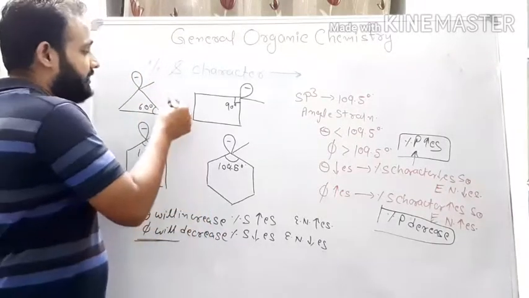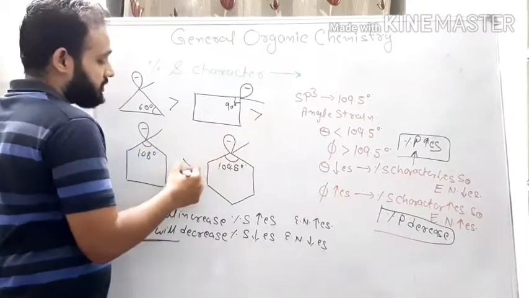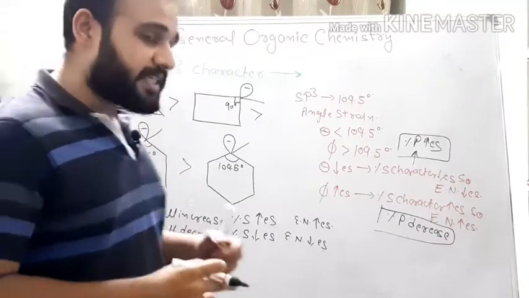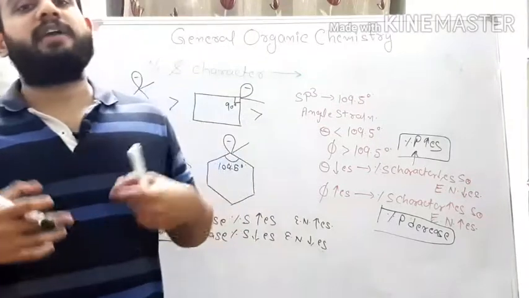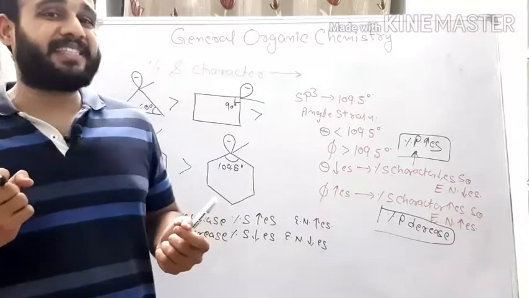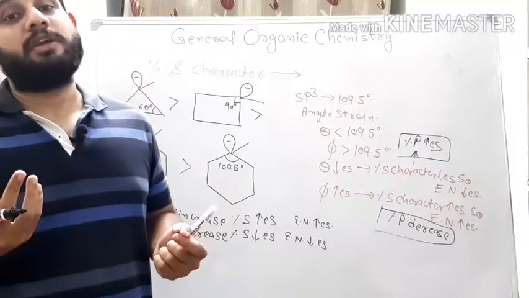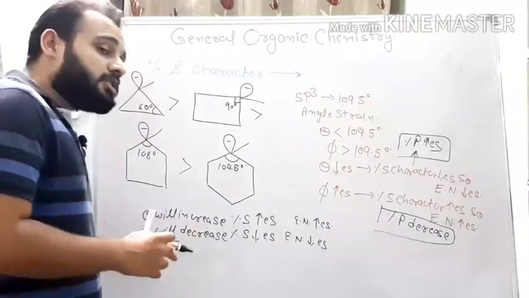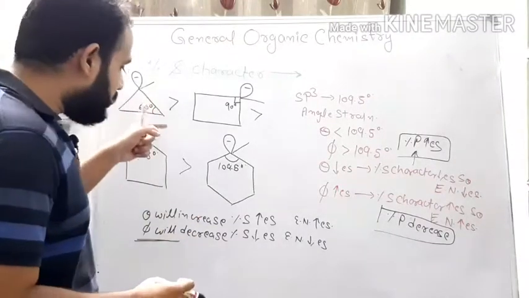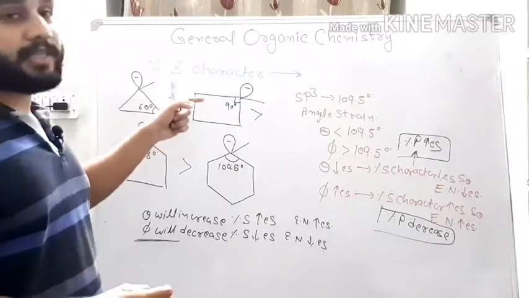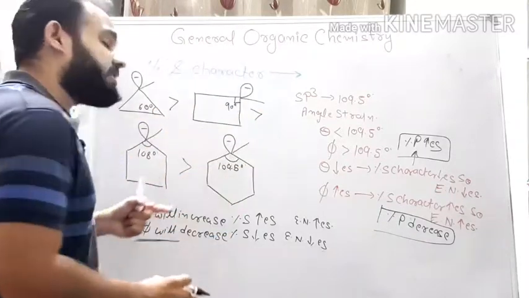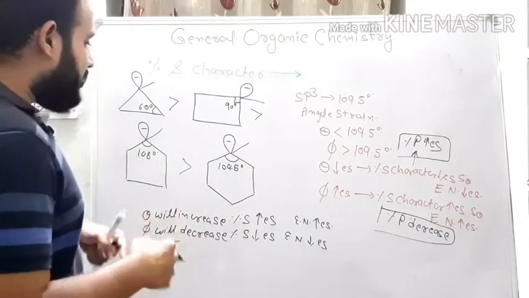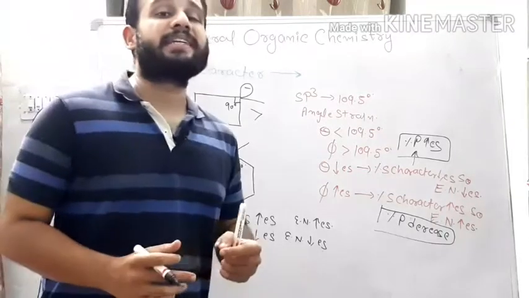So here the electronegativity order is this, or stability order, because you know when percentage s character is high, the stability of the anion will increase. When there is more percentage s character, the stability of the anion will be more. So percentage s character is directly proportional to the stability of the anion, and because of this concept, the cyclopropyl anion will be more stable than the cyclobutyl anion, and the cyclobutyl anion will be more stable than the cyclopentyl anion. Understood, friends?